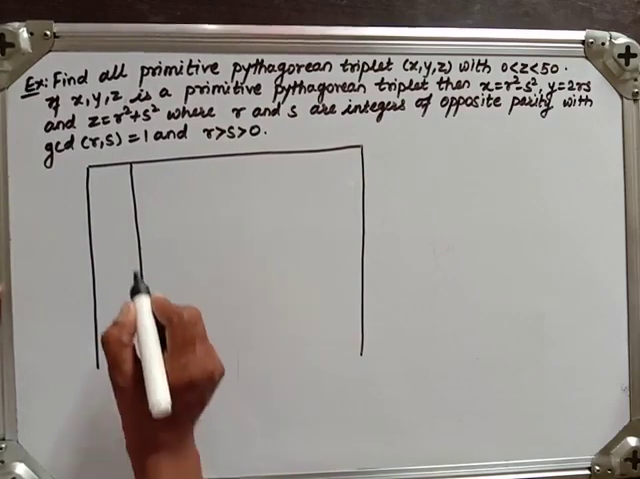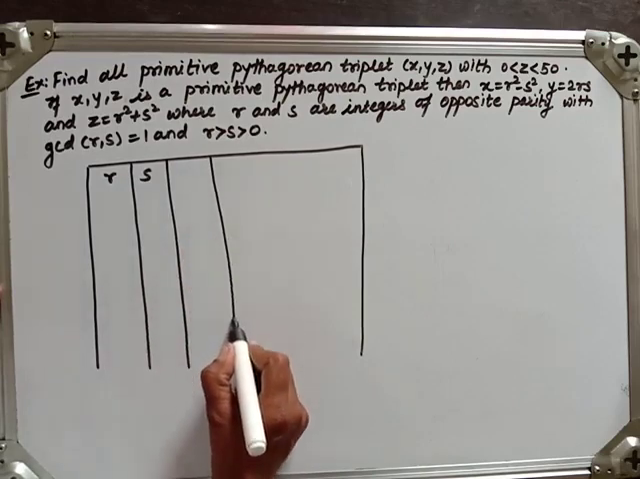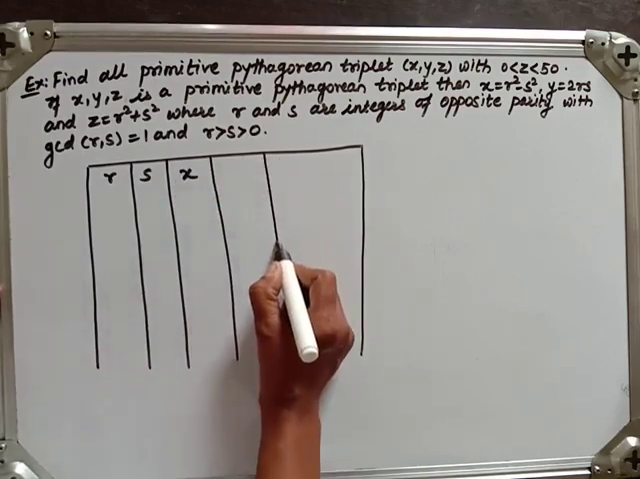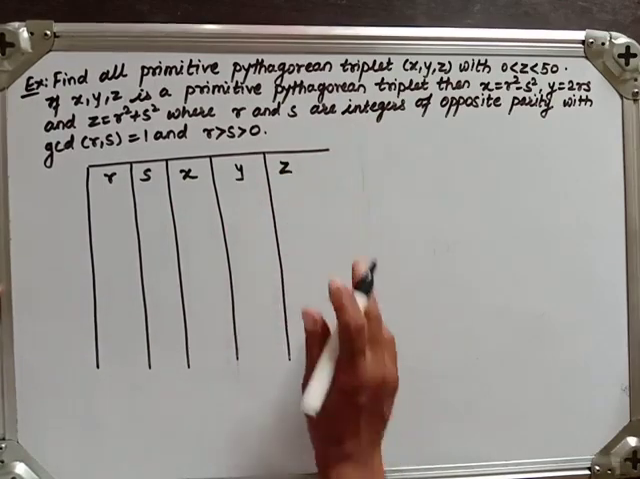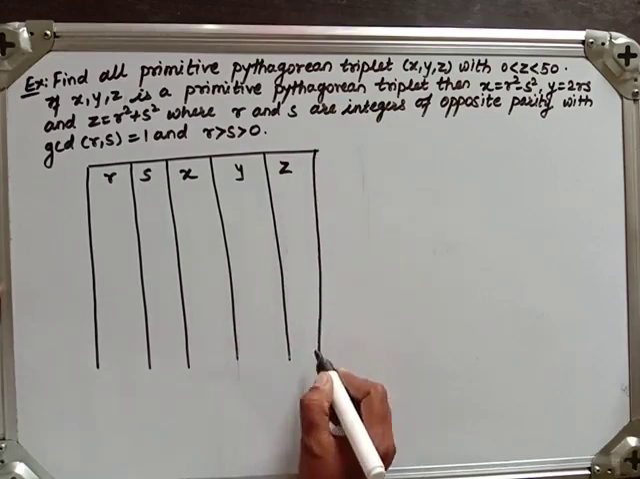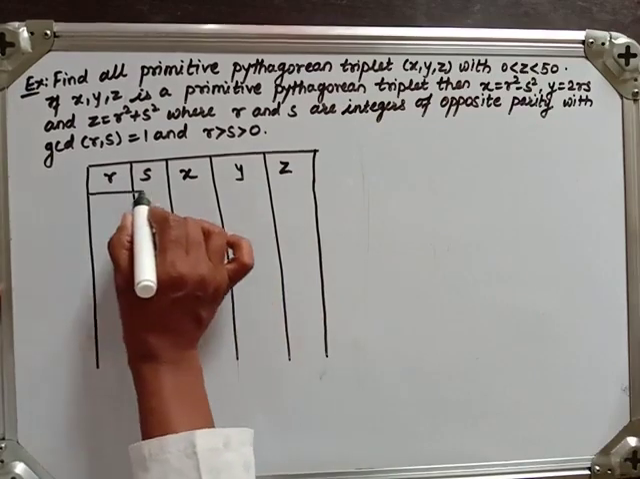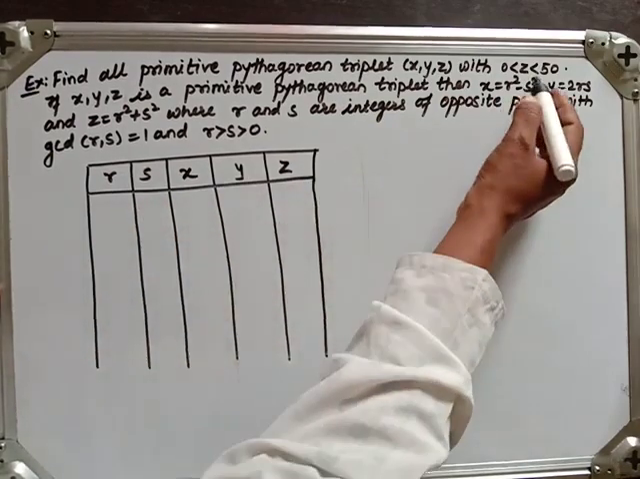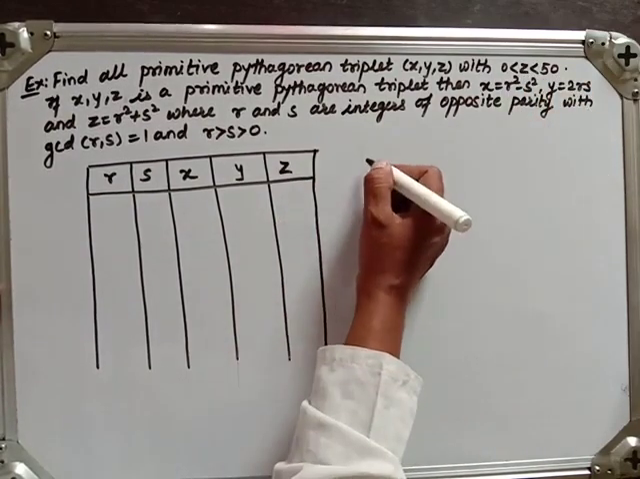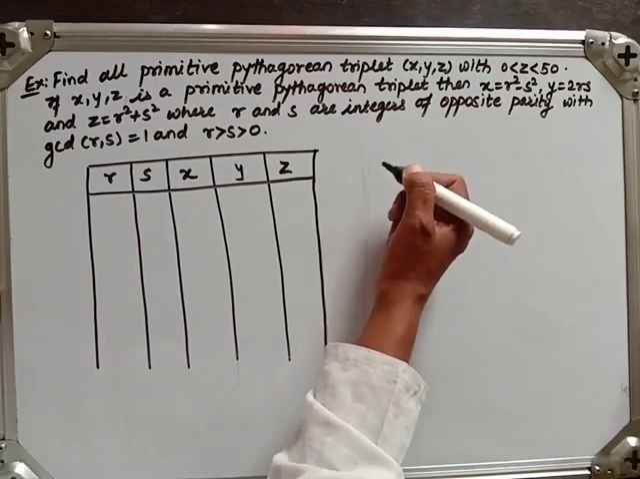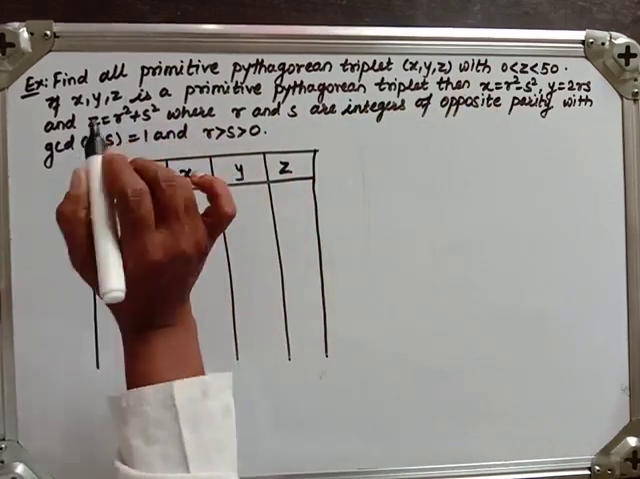Here let's write r, s, x, y and z. Now here we have to take z from 0 to 50. And one more thing, x square plus y square should be z square. This should satisfy. We have to determine these things. Also, z is equal to r square plus s square.